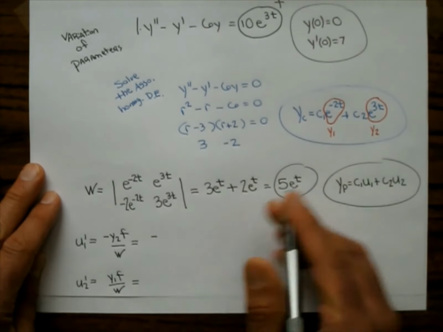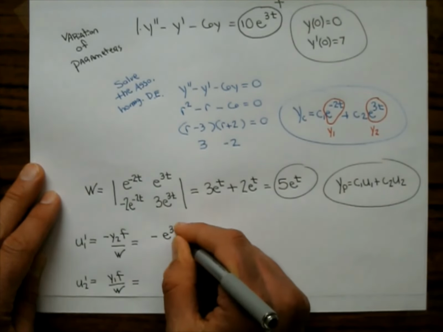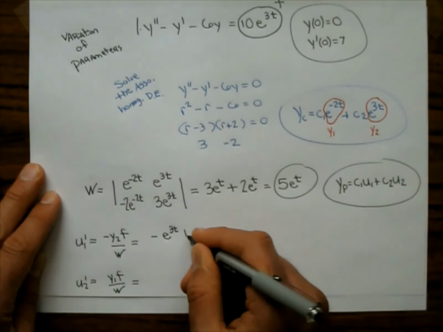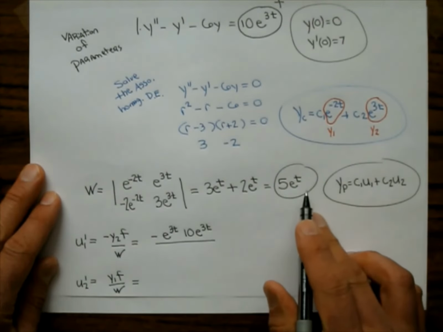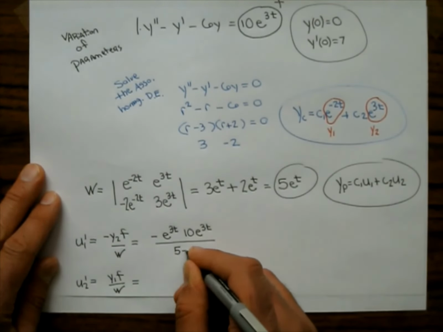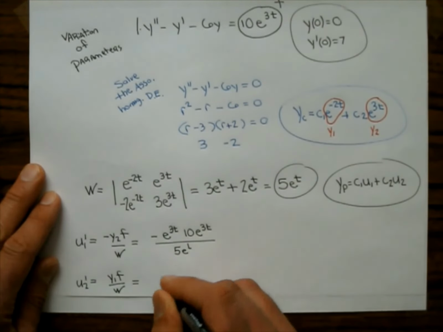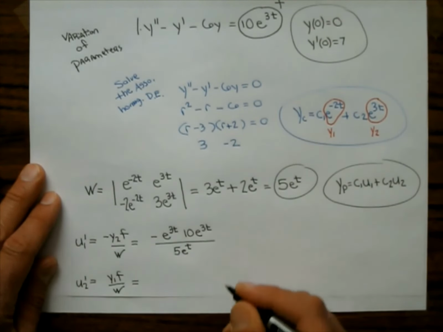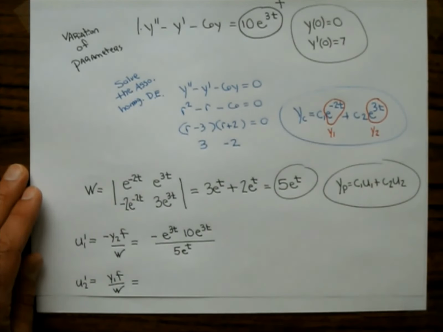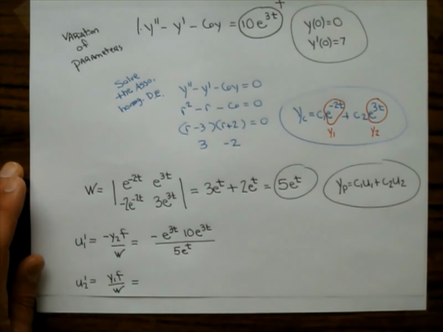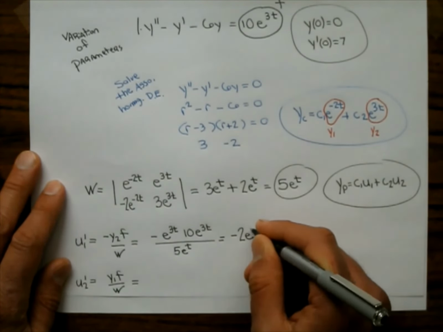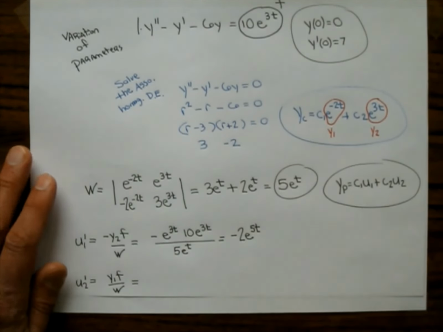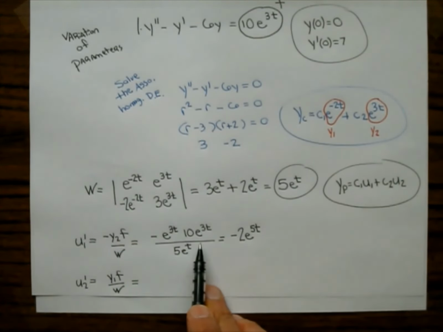Negative y2, which there's y2. And then we have f, which is 10e to the 3t. And then this is all over Wronskian, which is 5e to the t. Okay, so that's what we get there. And this looks like it's going to be negative 2e to the 5t, because we have 6t on the top, and then there's an e to the t on the bottom, so that's e to the 5t on the top.